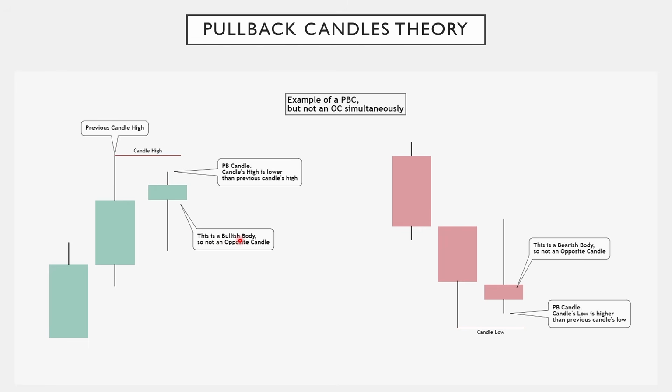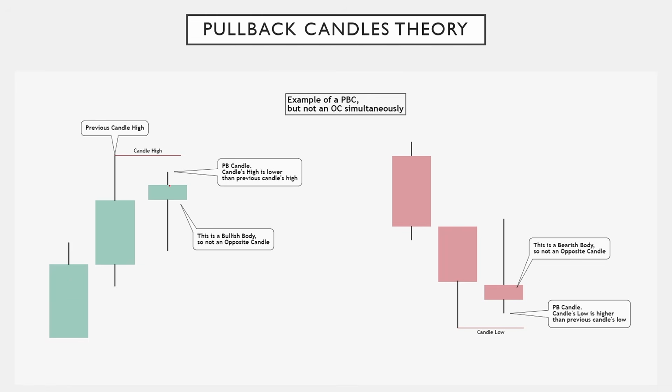Now, here I give you an example where the body is actually bullish, so this is not an opposite candle when it comes to the bullish push, but it's actually a pullback candle because it does not break that highest high here.